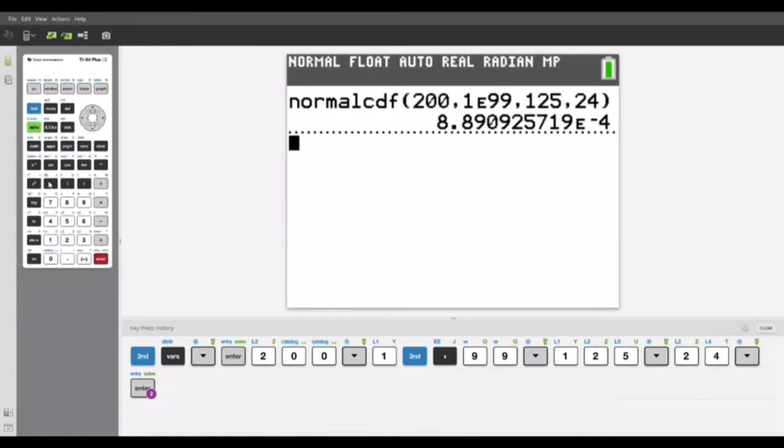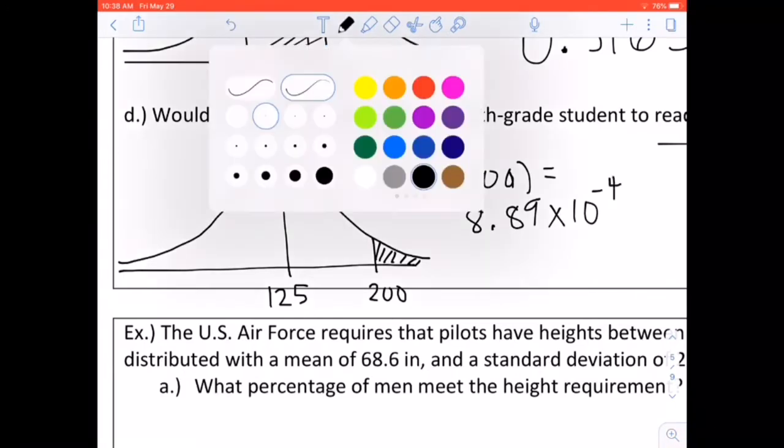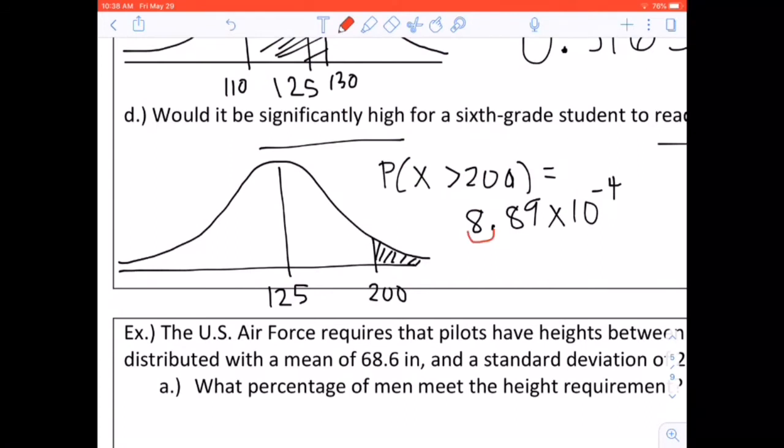And be careful, there is an E in the answer. That is our probability. So the probability that we got on our calculator is going to be 8.89 times 10 to the negative 4th. And so if you were to move your decimal point 4 places, we would get 0.000889, which is going to round to 4 decimal places to 0.0009.